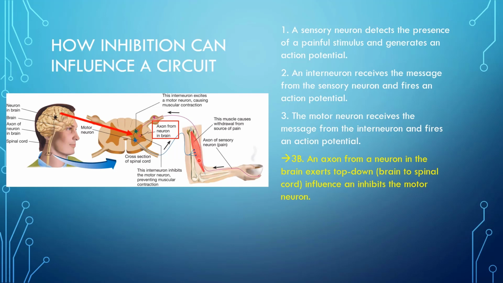This is where we become interesting kind of human beings with free will, because you might have then a neuron in the brain that says, no, it's okay. Don't make that flinch response. I don't need to. I don't want to.